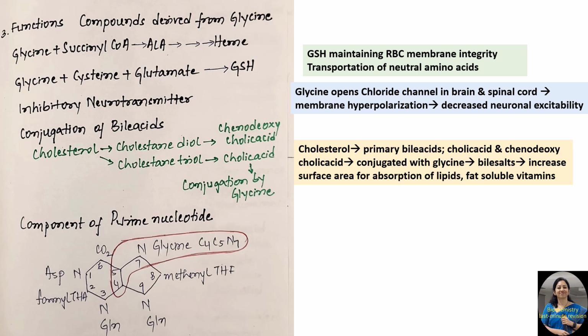Now these primary bile acids are conjugated by glycine to form bile salts. Now why do we need bile salts? These bile salts increase the surface area for absorption of lipids and also fat soluble vitamins. Apart from that, glycine is also required for de novo synthesis of purine nucleotides, adenine and guanine monophosphate, diphosphate and triphosphate. Glycine contributes to C4, C5 and N7 of purine nucleotides. So these are the compounds that are derived from glycine.